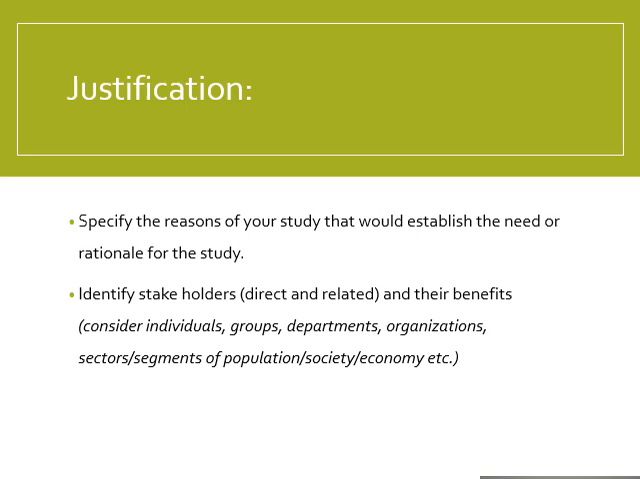Identify stakeholders, direct and related, and their benefit. Stakeholders क्या होते हैं? वो लोग जिनको आपकी रिसर्च से फायदा हो सकता है, right? Like for example the individuals or the participants of the research, some group, particular group or department, organization, sector, segment of population, society, economy. Okay, so you have to mention why it is important for any particular group of people. Okay, why and how it is important. So basically it's a justification of your research, that this is the importance of your research and that's why you want to do it. I hope these 5 headings are clear to all of you.